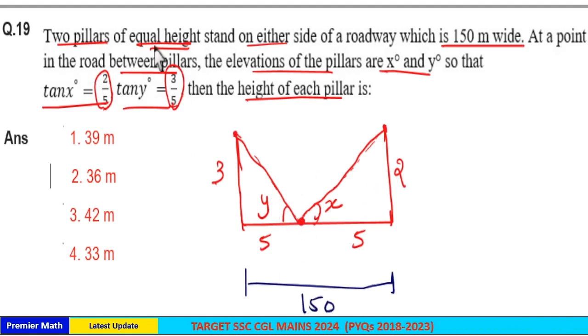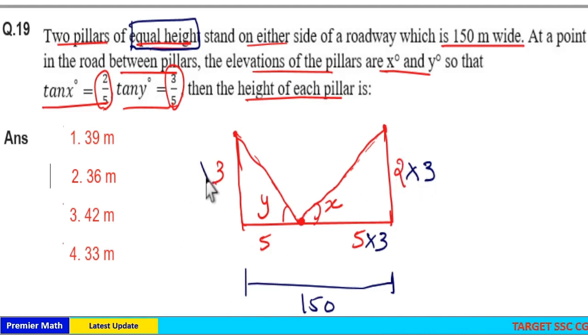Here the question says these two pillars have equal height. But here it is 3 part and 2 part. So this 3 part and 2 part should be equal. In order to equalize this height, multiply 2 with 3. Then you should multiply 5 with 3 also. Now this is 6 part. So multiply this 3 with 2. Then you should multiply this 5 with 2 as well. Now the heights are equal. That is 6 part and 6 part.